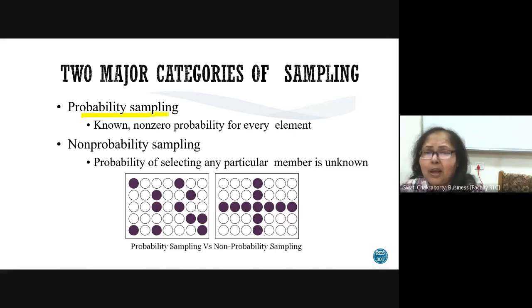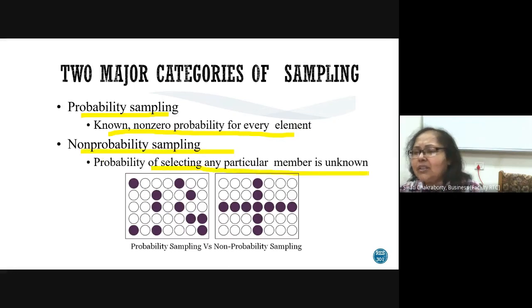Major categories: probability sampling, which is where you have a known or a non-zero probability for every element, whereas see, each of these elements has a chance of being either selected or not. Everyone has an equal chance. And non-probability sampling is where the probability of selecting any particular item or particular member is unknown. It's already decided by the researcher. So everyone will not have a chance to be selected, and people don't know how it's been selected. It depends on the researcher.